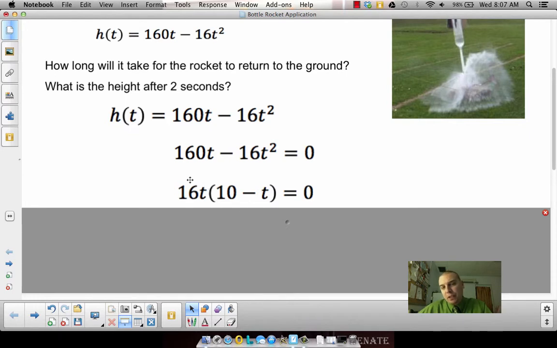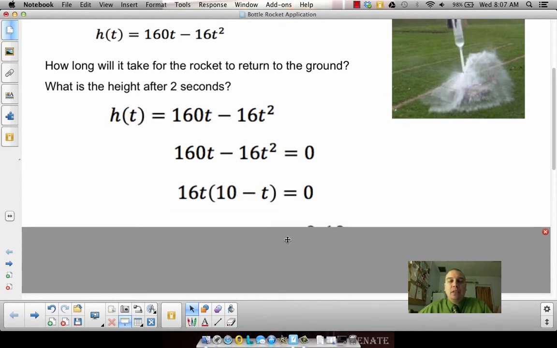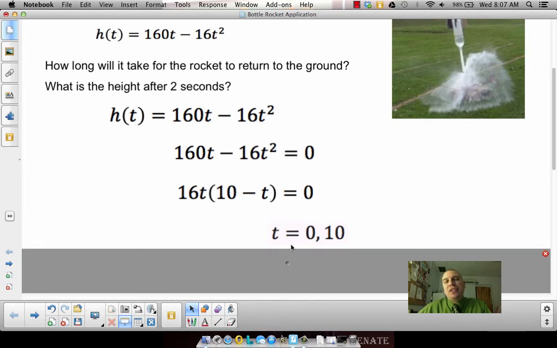Now I got to think about this. All right, so here, again, what value for t on the outside here will make this whole thing equal 0? 16 times what will equal 0? 0. 16 times 0, anything times 0, that's going to give me 0. So then that's the first value. And then what about in here? What value of t would make this in the parentheses equal 0? 10.